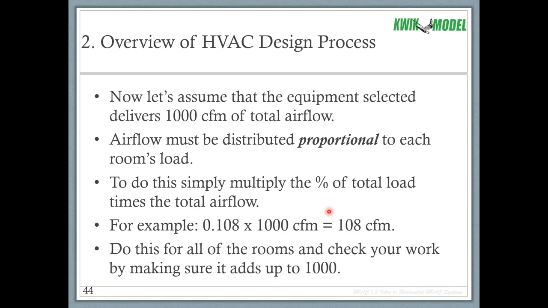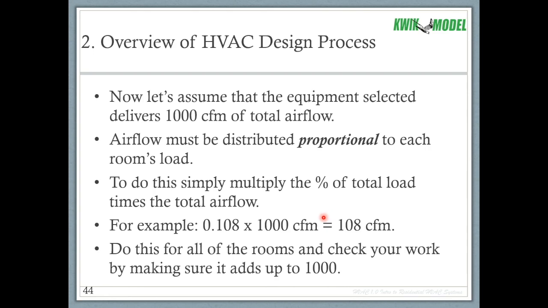When we pick an actual furnace, an actual air handler, it might be a little more than that, it might be a little less than that, and we can adjust accordingly. But this is a good starting point. So the airflow must be distributed proportional to each room's load. So we calculated the percent totals for each room. Now all we have to do is multiply those numbers, the percent or the fractions, the decimals, times the airflow.